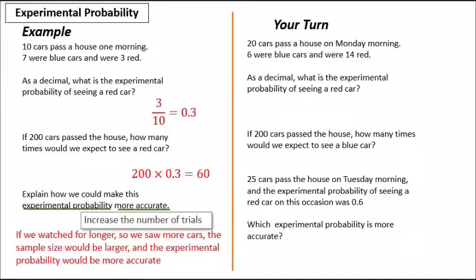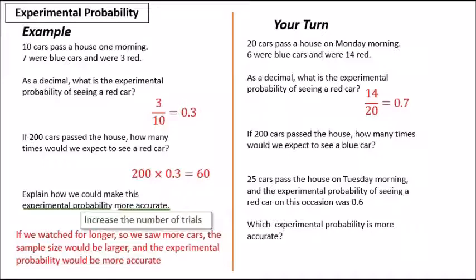Now you've had a chance to have a go, then let's go through this question. So if 20 cars pass a house, 6 were blue, 14 were red, we want the experimental probability of seeing a red car. That's 14 out of 20, so 0.7.